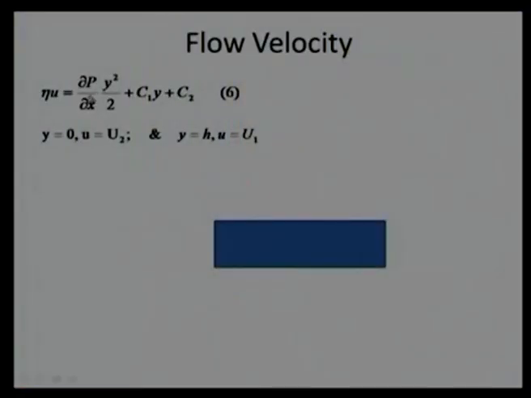So, in the previous slides we derived this equation 6, and we considered two boundary conditions. Now, we substitute y is equal to 0 and u is equal to u 2. So, this term will be 0 as it is multiplied with 0, the second term also will be 0, the third term C 2 will be equal to eta into u 2. So, we got the integration constant C 2 is equal to eta into u 2.